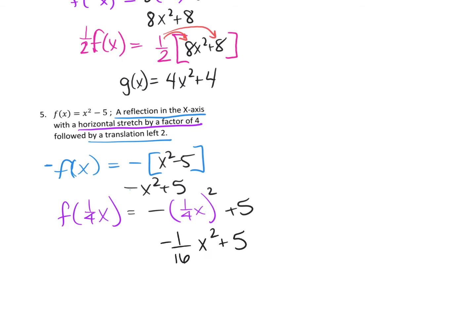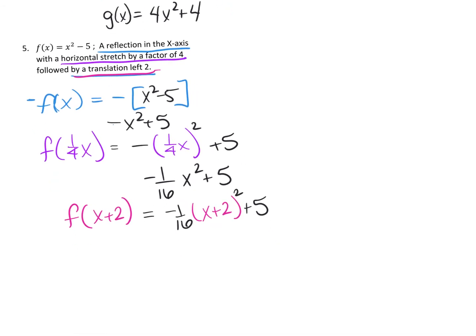And then followed by a translation left 2. That's a horizontal translation. It's inside. X plus 2 is inside the parentheses. So that's replacing the x with x plus 2. And don't forget the square on there. And then I don't need to FOIL that out. So my final answer, g of x, is negative 1/16 x plus 2 squared plus 5.